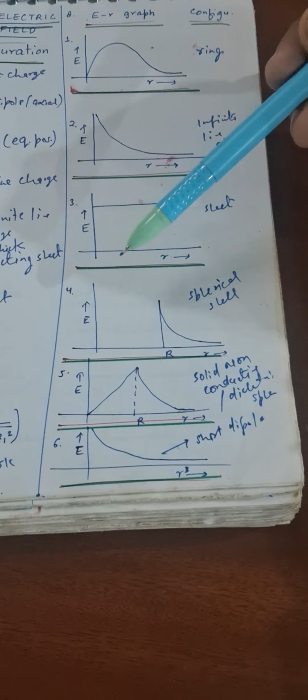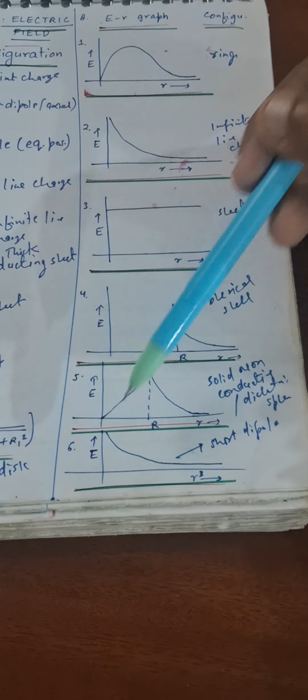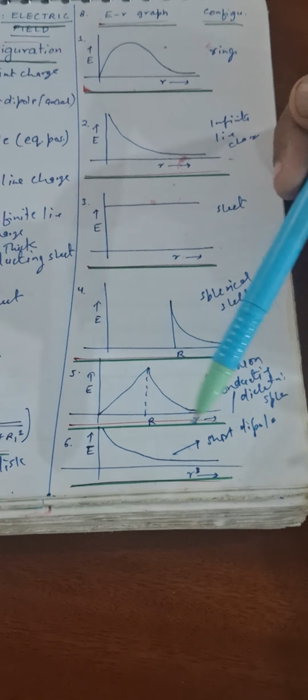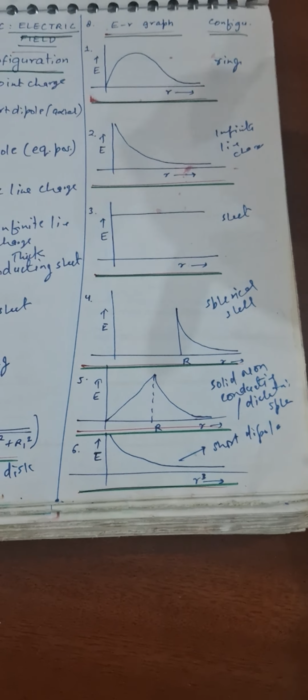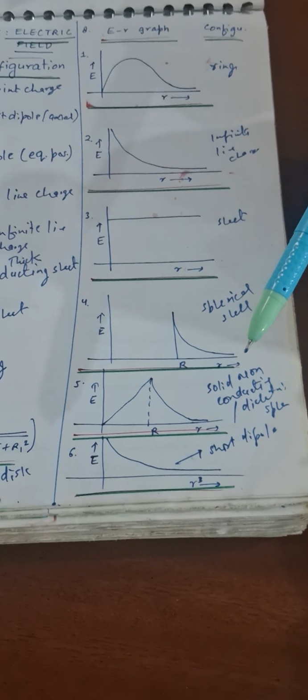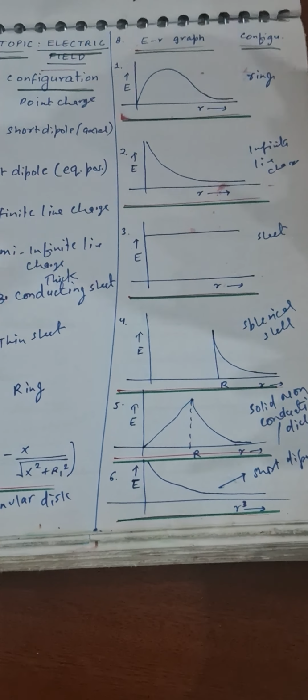Then we have, for a spherical shell, a graph like this. Then for a solid non-conducting uniformly charged sphere, the graph will be like this. And if E is proportional to 1 by r cube, it refers to the situation that it's a short dipole.